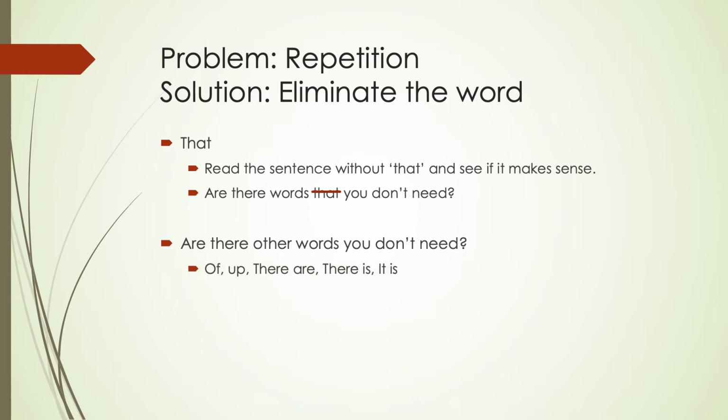Like of or up, or sometimes you don't need there are or there is or it is. Let's look at of. He fell off of the bike. We can simply say he fell off the bike. Or up. She climbed up the tree. You can simply say she climbed the tree. So eliminating these words eliminates clutter.